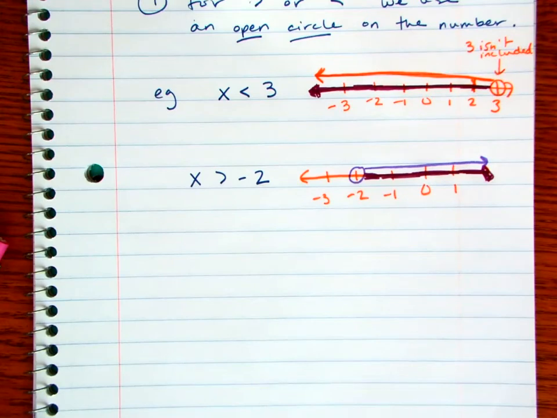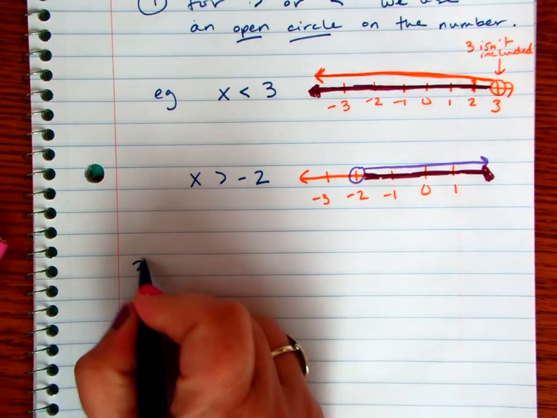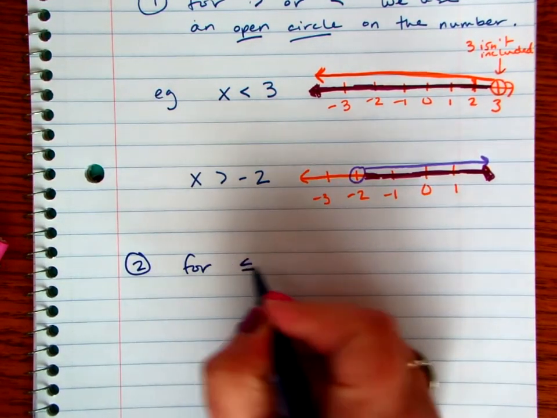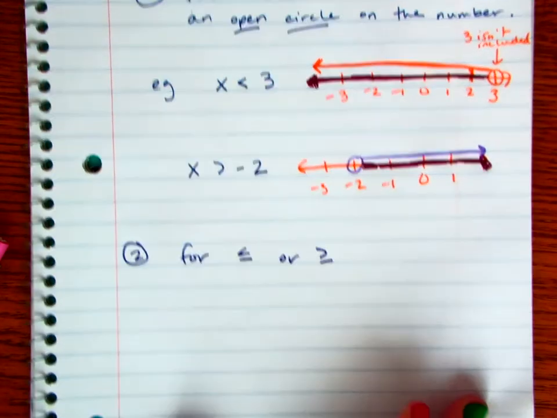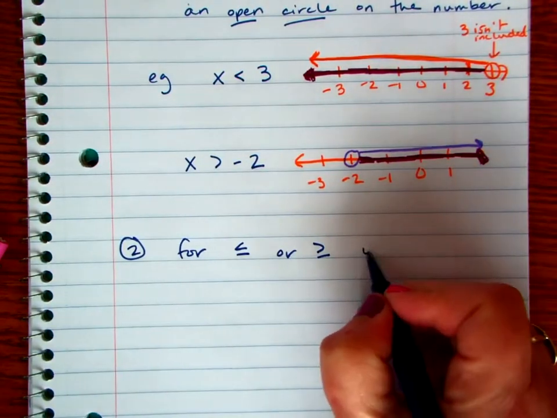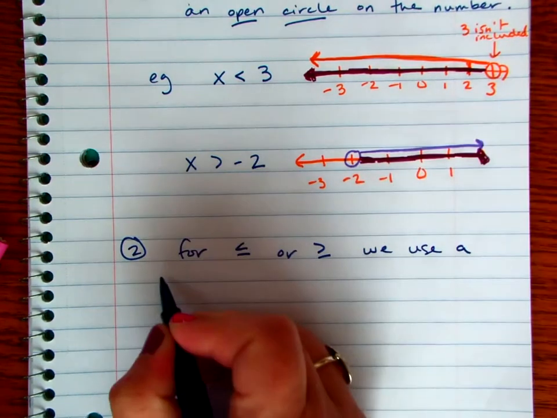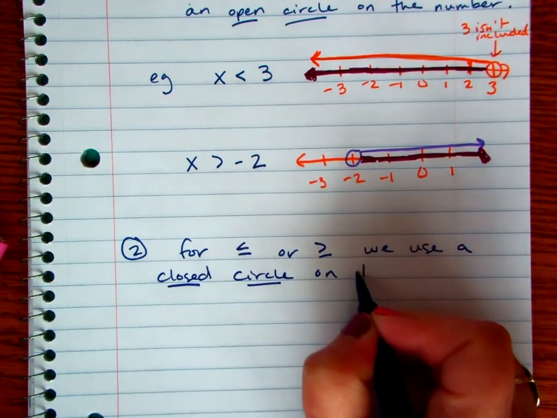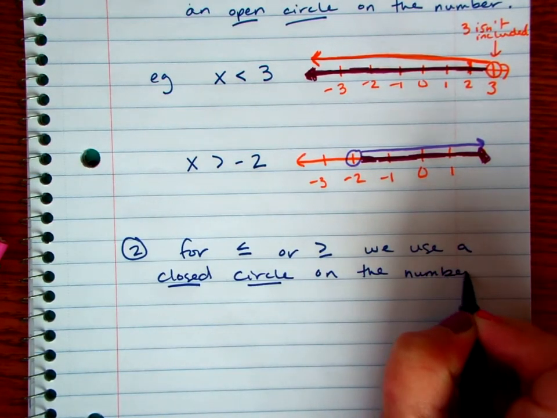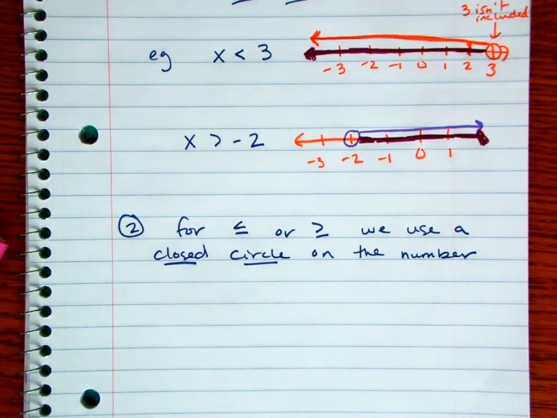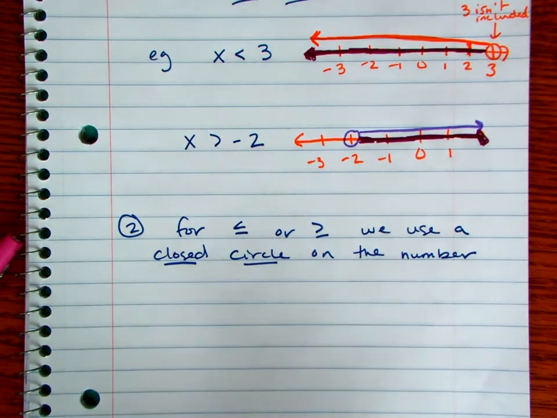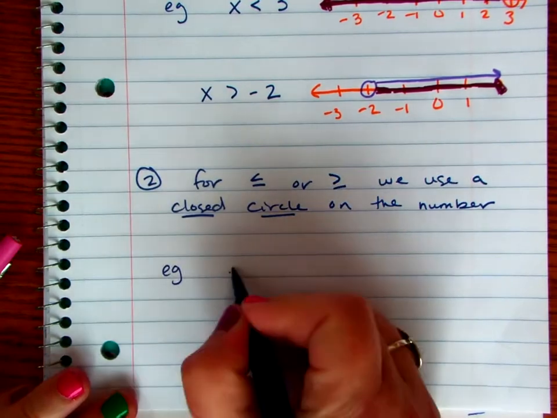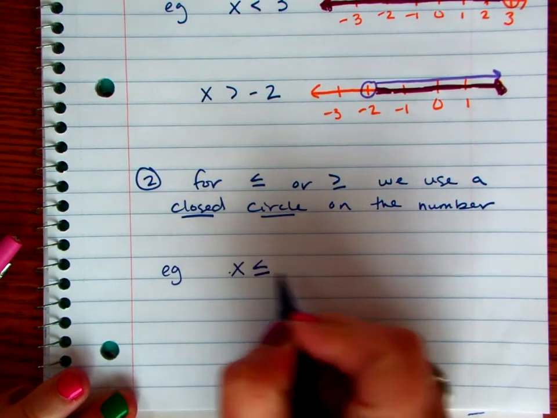Now, we'll look at if we include equal. So for less than or equal or greater than or equal, we use what's called a closed circle on the number. Okay. So using the same examples as above, but now including the equal to. So for example, let's do x is less than or equal to 3.